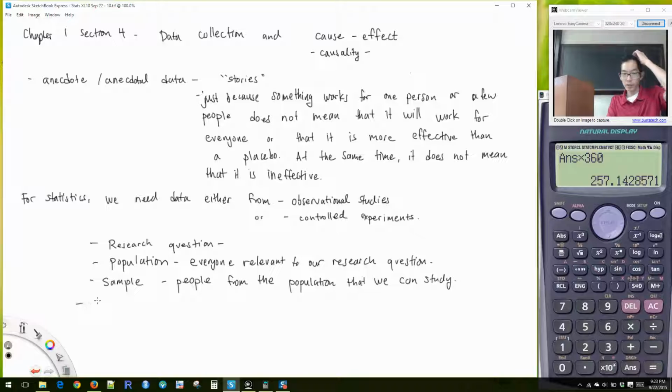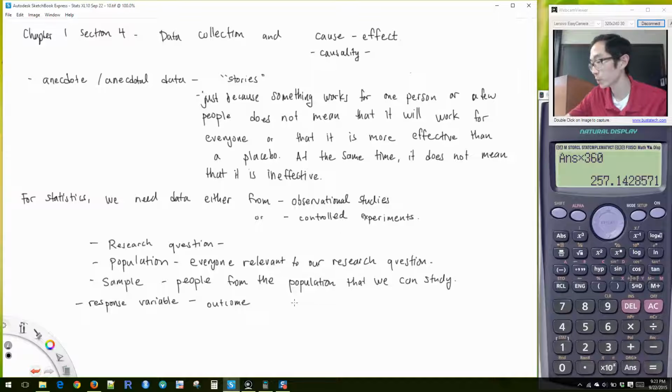To answer our research question, we have what we call a response variable. Okay, this is the outcome, or the variable relevant to our research question. Okay, the outcome variable, that I guess is related to our research question.